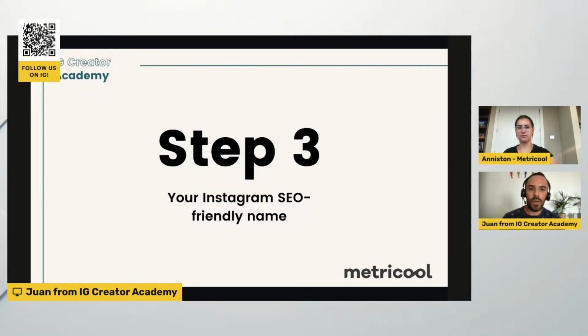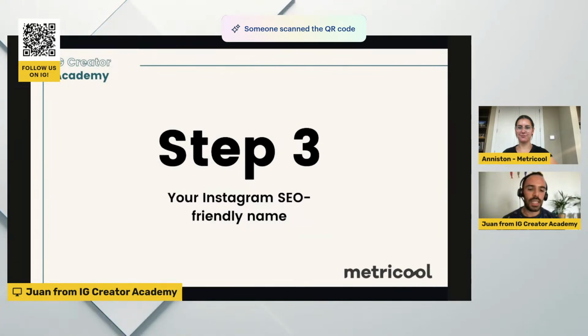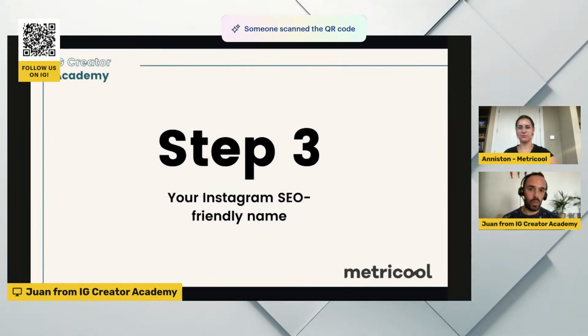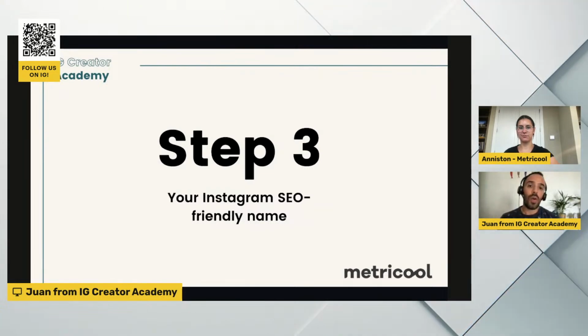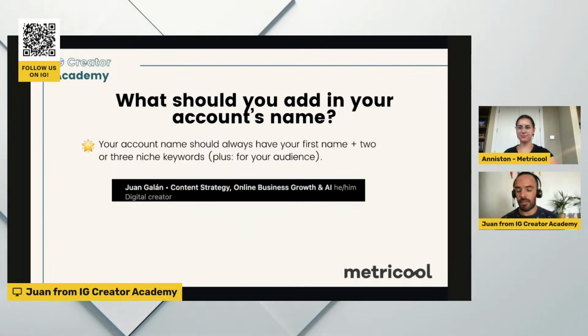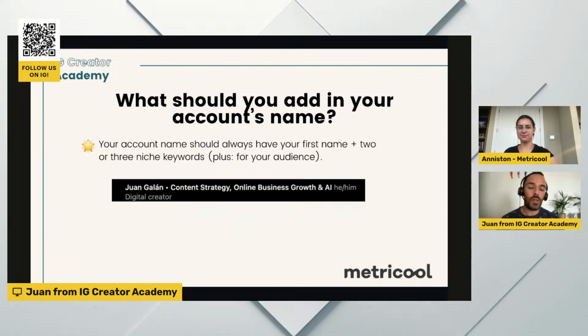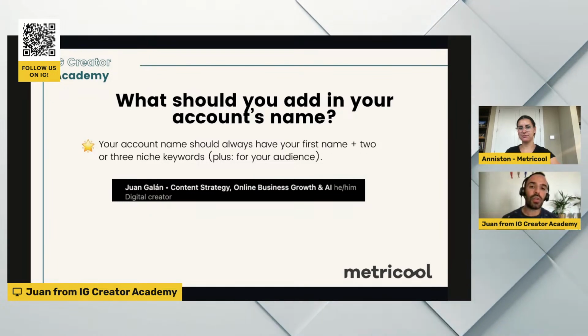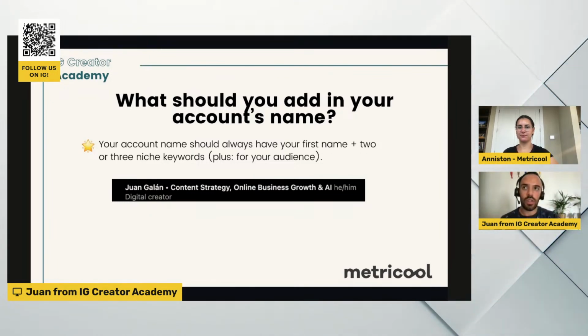Step number three for auditing or improving your profile is your Instagram SEO friendly name. As you know, the first line on your Instagram profile, which is where your name is supposed to go, is SEO friendly. So your account should always have your first name, especially now that we have access to Meta Verified. We need to have our full name, but you should also incorporate at least 2 or 3 keywords that represent you, your industry, or your audience.